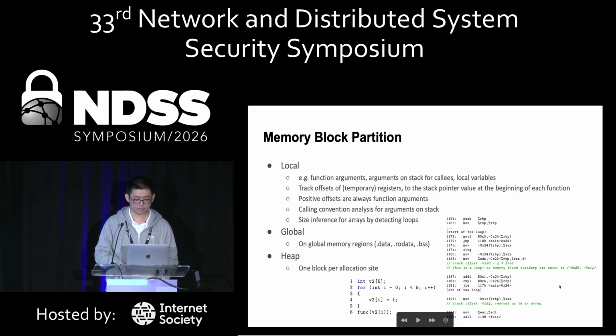Also, we do value tracking for global memory, like the data regions, .data and .bss. For heap memory blocks, we assign one memory block for each allocation site, for example, an invocation of malloc library functions. And this is a balance between precision and soundness, and precision and scalability.